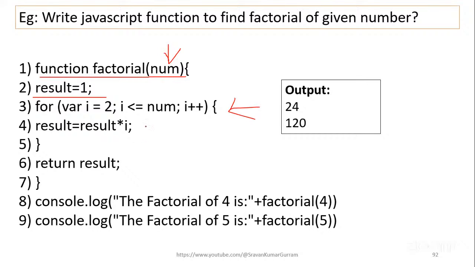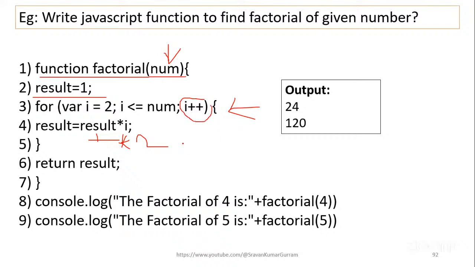What does it mean? Starting value of result is 1, result into i, that is 1 into 2. Result value is 1, multiplication i value is 2. 1 into 2 will be calculated first. Next, i plus plus will be executed.